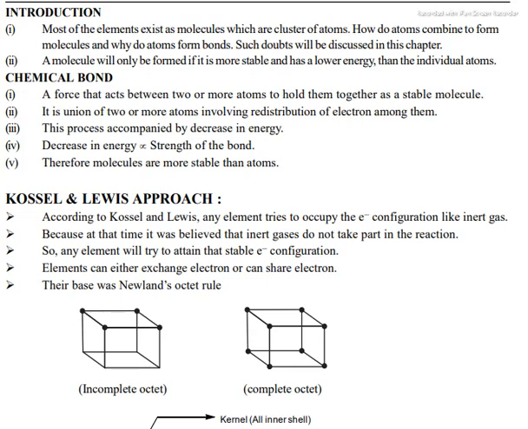Elements can either exchange electrons or share electrons. This basis was from Newton's octave rule. You can see here a cube in which there are 8 corners, and in this cube there are only 4 atoms. When there are 4 atoms, we can say it is an incomplete octet because not all the corners are occupied. And here in this cube we can see that all 8 corners are occupied by an atom, so we can say that it is a stable electronic configuration.